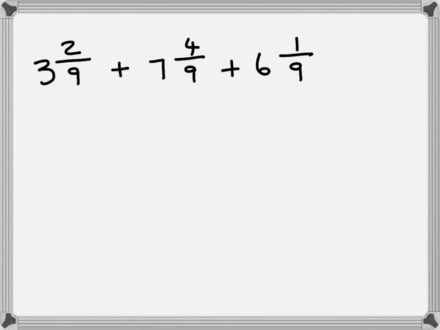Okay, let's look at adding mixed numbers. So the first thing we do is we add up all the whole numbers. 3 plus 7 is 10, plus 6 is 16. So we have a 16 here. Now we add up the fractions.